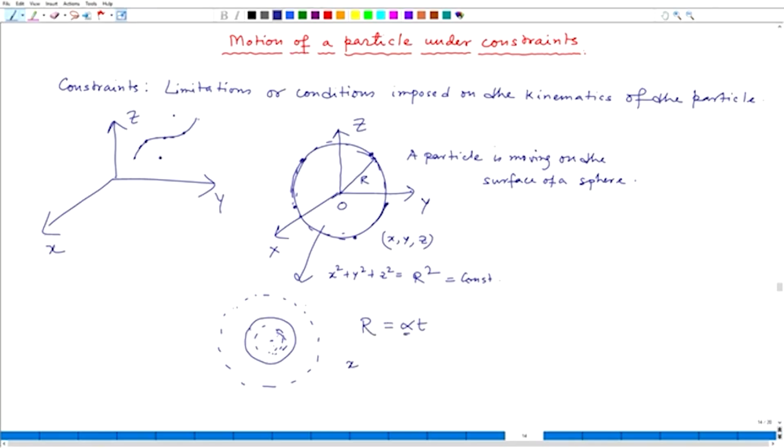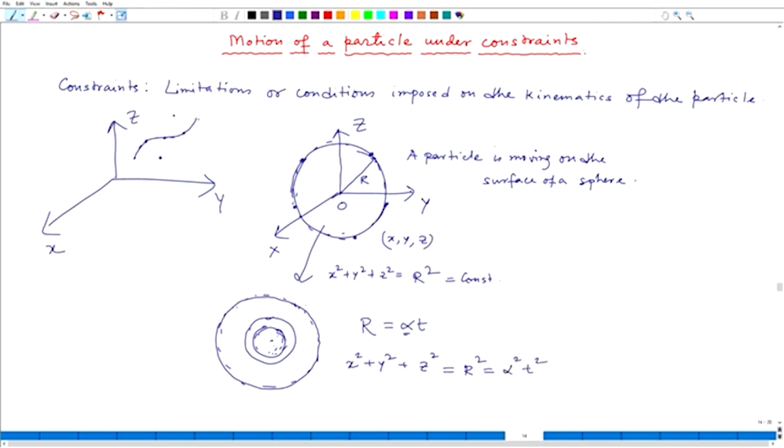Then what happens is that when the sphere is this one, or this one, for all the cases your x square plus y square plus z square will be equal to r square, but this r square is now no longer constant, it will be alpha square t square.